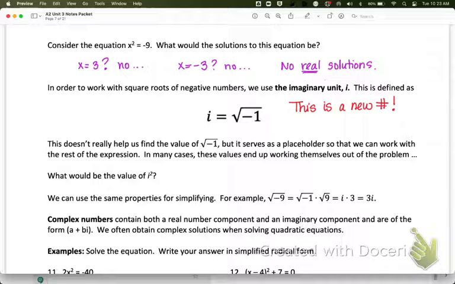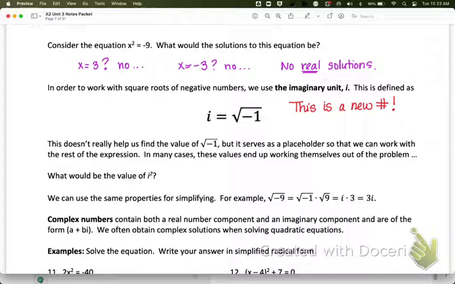Now, here's what's weird. It doesn't really help us find the value of the square root of negative 1, but what it does is it serves as a placeholder so that we can work with the rest of the expression. In many of these cases, these values end up working themselves out of the problem. Here's an example of that.